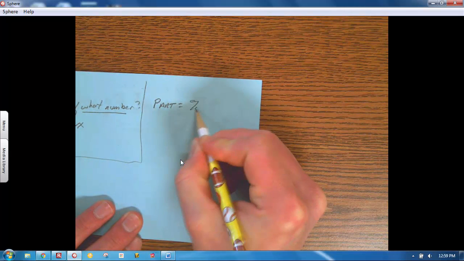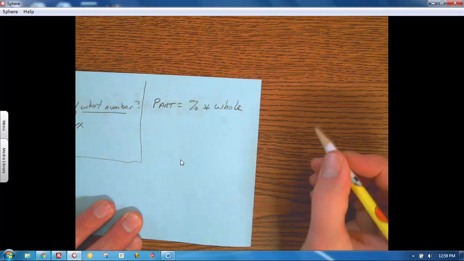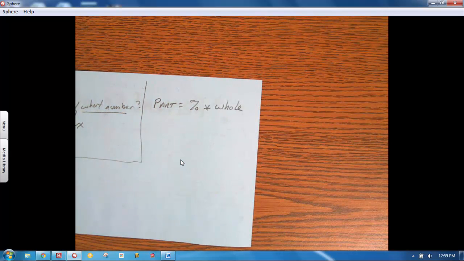Okay, now the next way was using the equation part equals percent times whole. Okay, and this works especially well when we're using story problems, because in a story problem we can actually determine usually what the part is, what the whole is, and what the percent is. That's a lot more difficult to do when you just have the is and of problems.